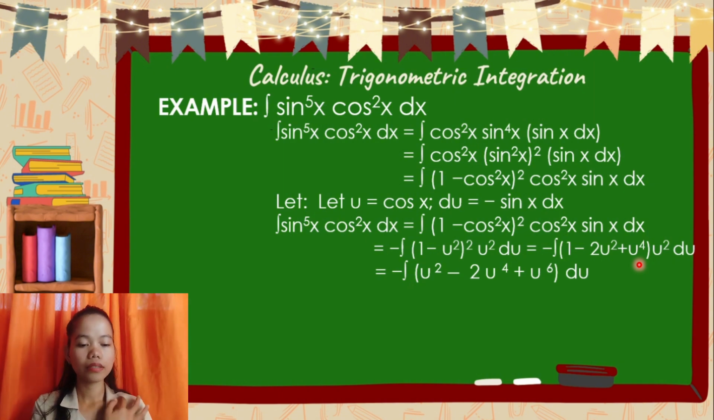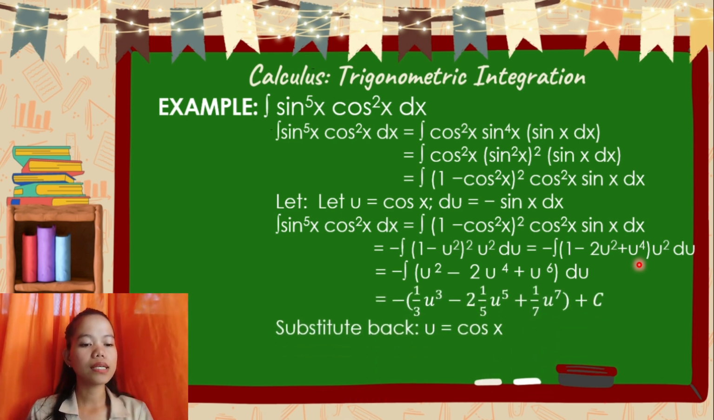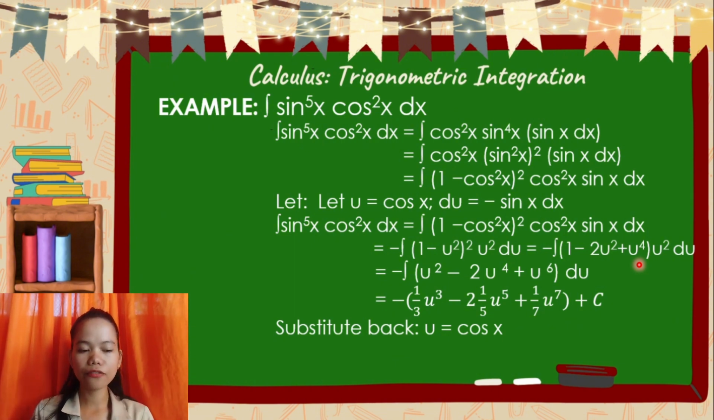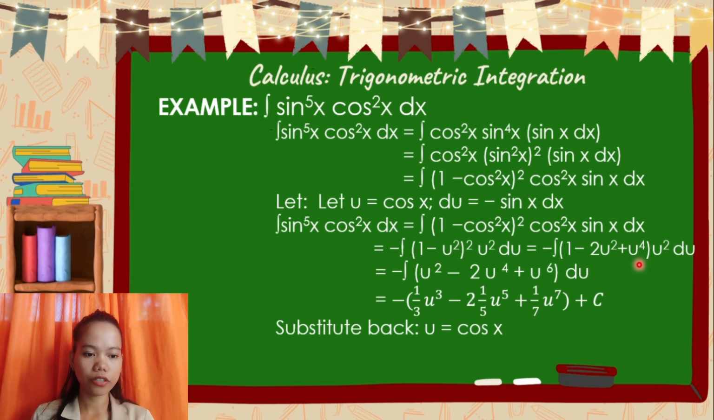So the integral of u squared equals 1 over 3 u cubed, minus, what is the integral of 2u raised to the power of 4, equals 2 over 5 u raised to the power of 5. And the integral of u raised to the power of 6 is 1 over 7 u raised to the power of 7 plus c. Let us not forget the plus c and the negative sign that we have earlier. Right after that, we can now substitute back the cosine of x to every u that we can see in our integrated function.